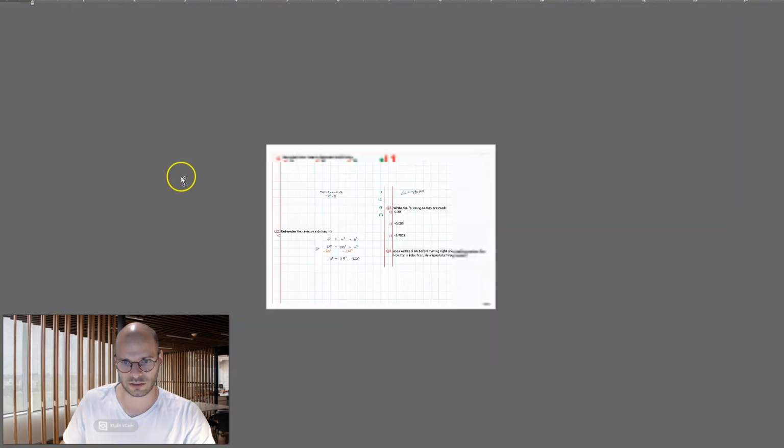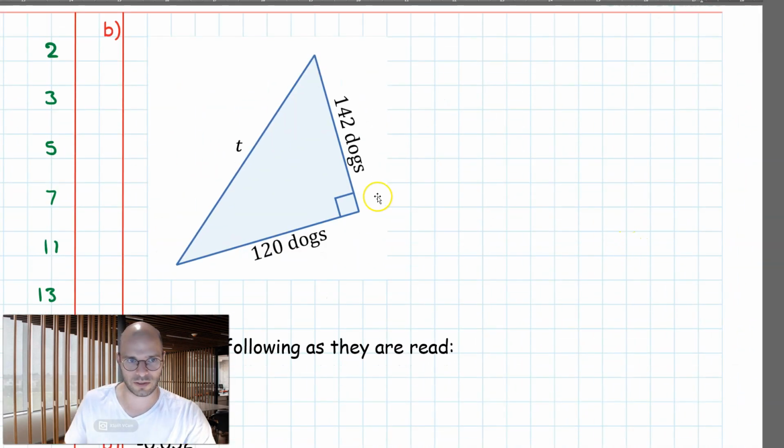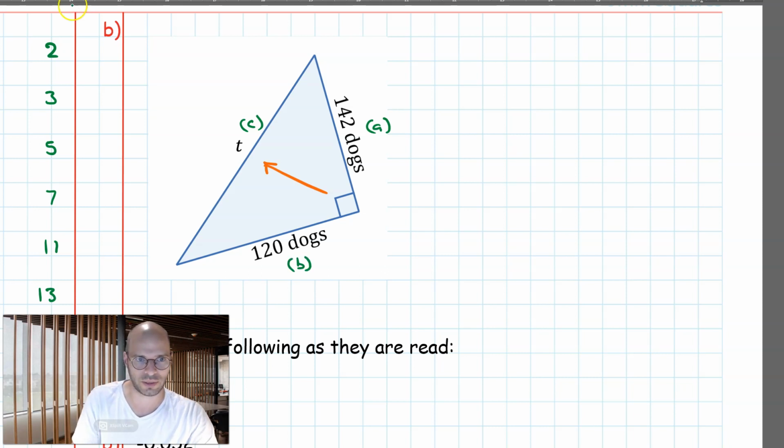Let's go to B. We are presented with another right angle triangle. I start this problem by identifying the right angle as shown here. I then draw an arrow pointing outwards from the right angle, and I know that this always points to the side length that needs to be labelled C. The other two side lengths can be called A and B. It doesn't matter which one's A and which one's B. Next, I state Pythagoras' theorem. C squared equals A squared plus B squared.